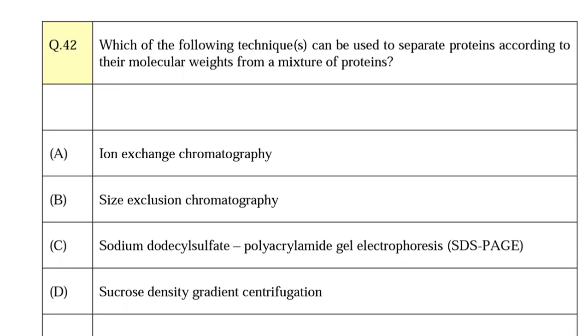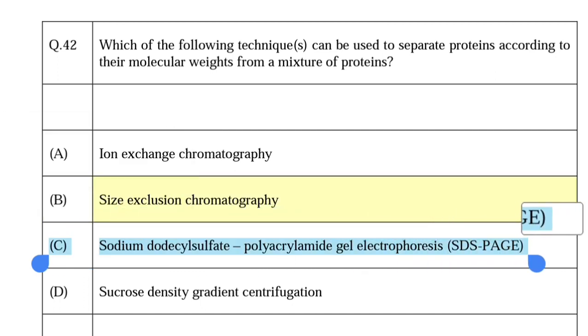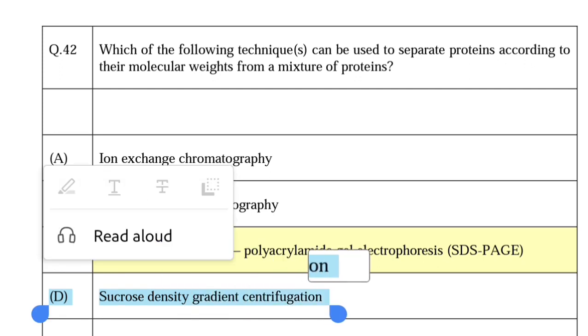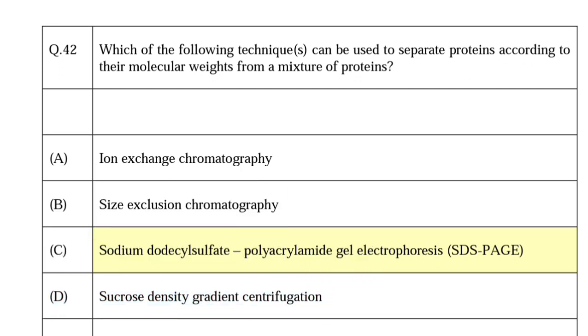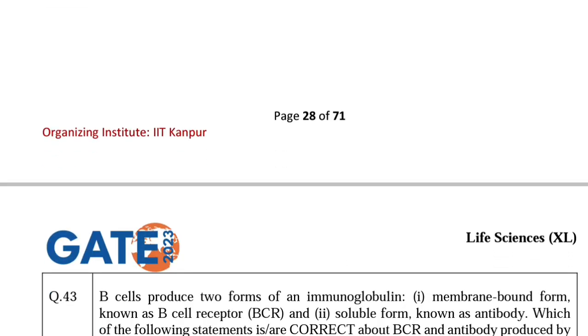Q.42. Which of the following techniques can be used to separate proteins according to their molecular weights from a mixture of proteins? A. Ion exchange chromatography. B. Size exclusion chromatography. C. Sodium dodecyl sulfate polyacrylamide gel electrophoresis, SDS-PAGE. D. Sucrose density gradient centrifugation.